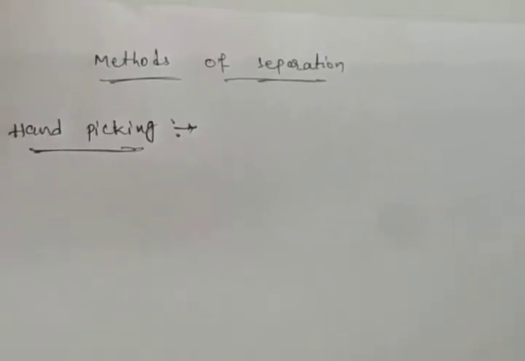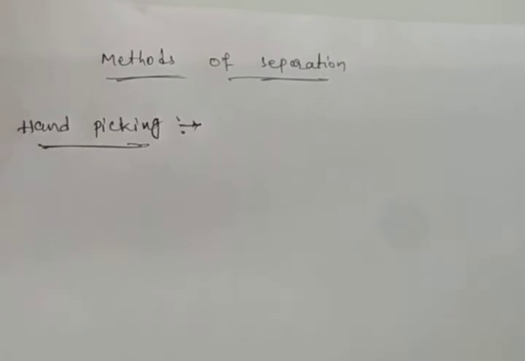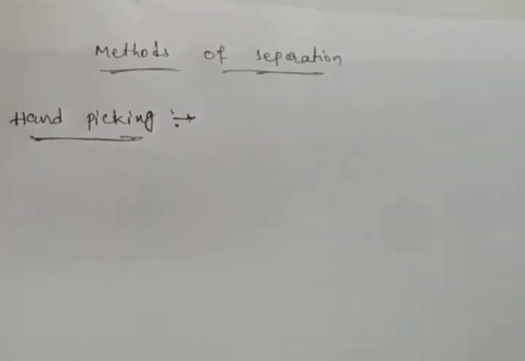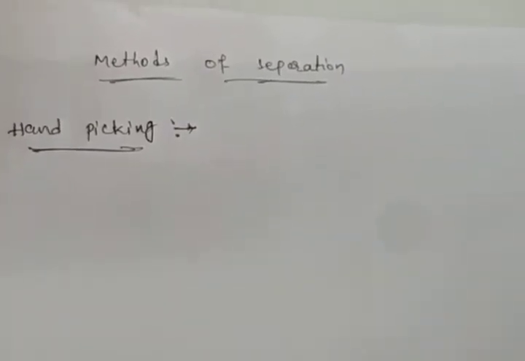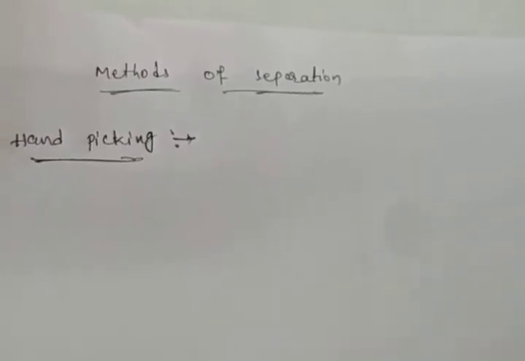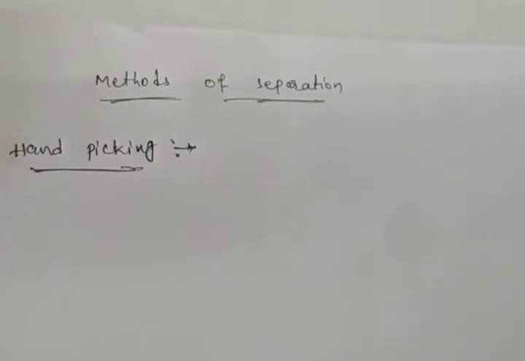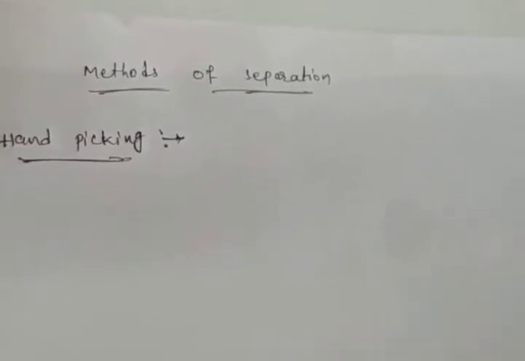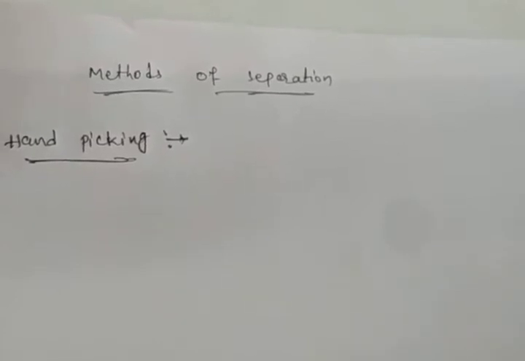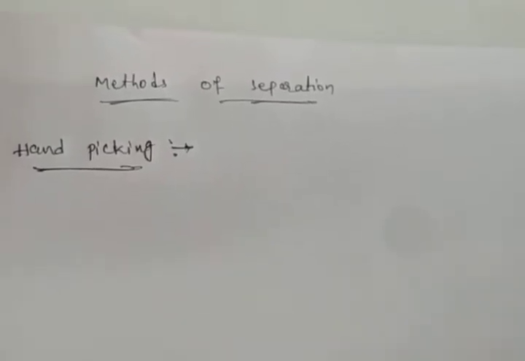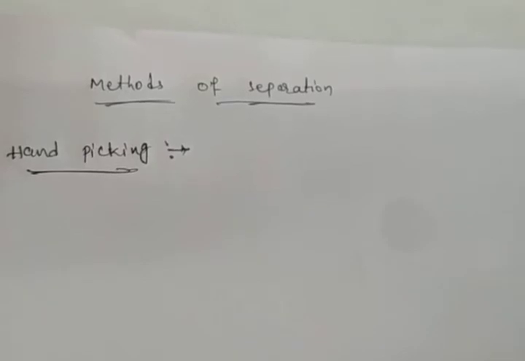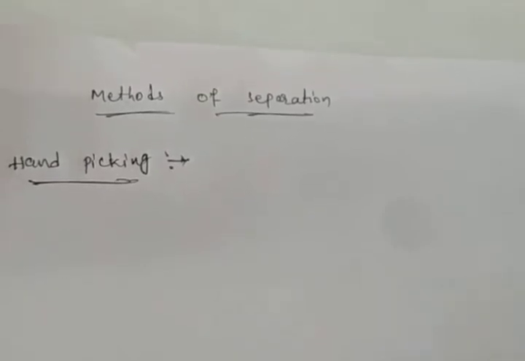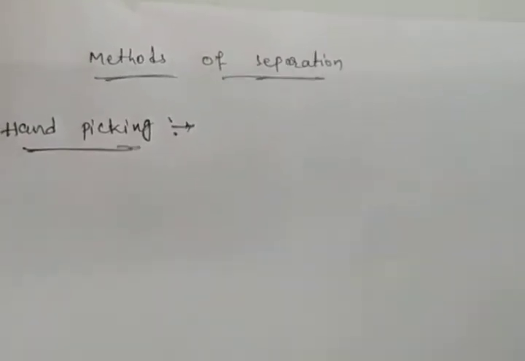Or pulses also. In the pulses also some stones will come. In the rice also some stones will come, and in wheat also husk will come. So we can separate them by the hand picking method. The quantity of such impurities is usually not very large. In such situations, we find that hand picking is a convenient method of separating substances.